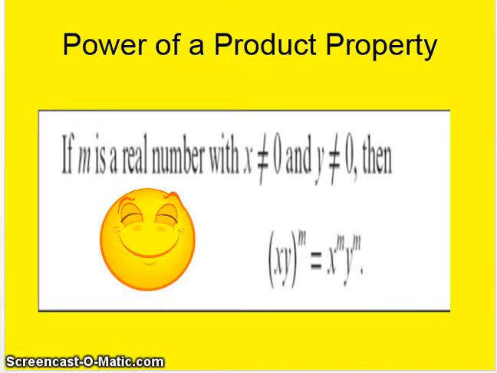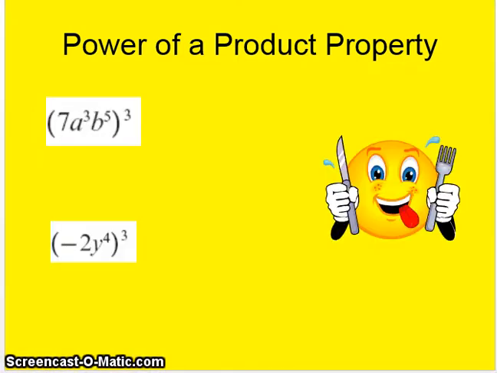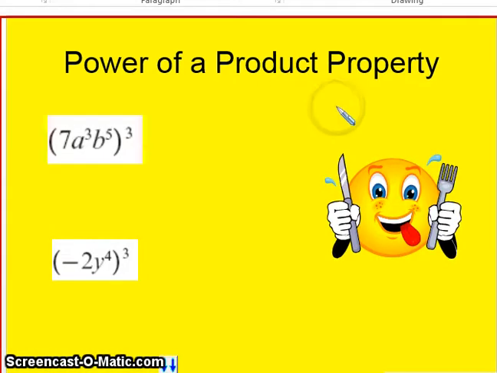Here's some examples that need to be in your notebook. We're going to use the power of a product property to simplify these. Now notice, this is 7 to the first power. Every factor in this term has a power. If there's none written, then we say it's 1. So I have a 3 outside my parentheses here, which means I'm going to have to multiply 3 by every exponent inside the parentheses. Now that means the exponent on the 7, which is a 1, the exponent on the a, which is a 3, and the exponent on the b, which is a 5.